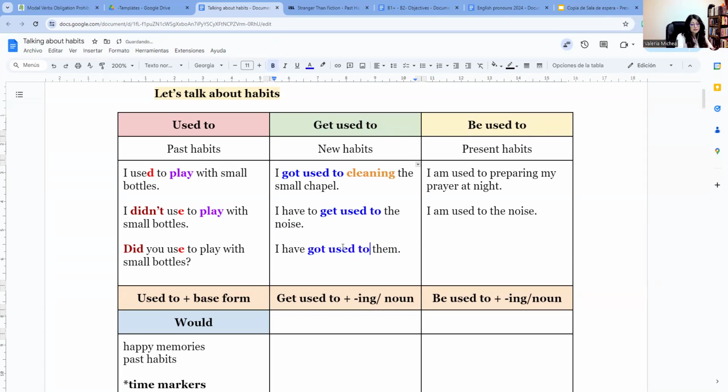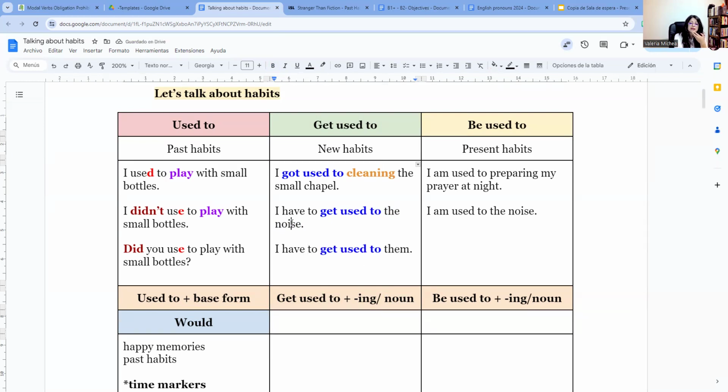So yeah, it is also possible to use them with nouns, not only with verbs. But when you are using a verb in your sentence, the verb needs to stop being a verb and it needs to become a gerund. So I got used to cleaning the small chapel. All right, so get used to, it is always followed by an ing form, a gerund, or by a noun. All right, that's important, like truly important.